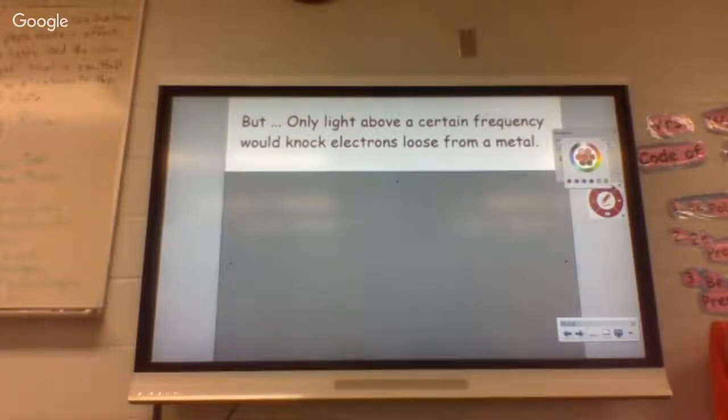Only a certain frequency will knock electrons loose from a metal. So it's like it's being punched, essentially. You can think of it that way. Even though the metal is full of electrons, think of it as the weak link. One electron is ejected. Not a bunch of them, one. Okay, maybe two, but not a bunch of them.